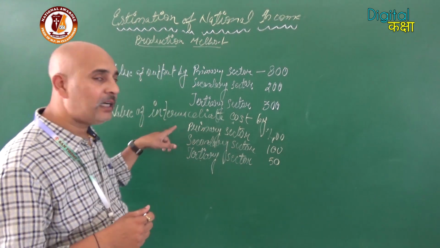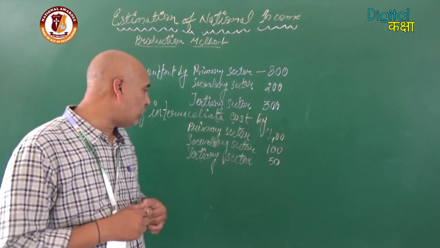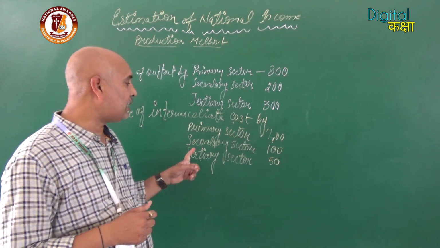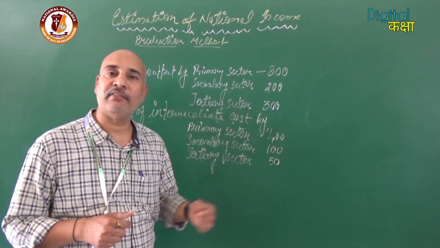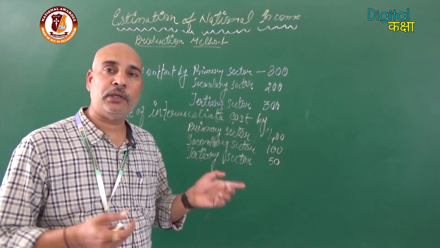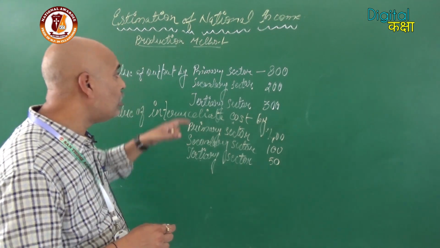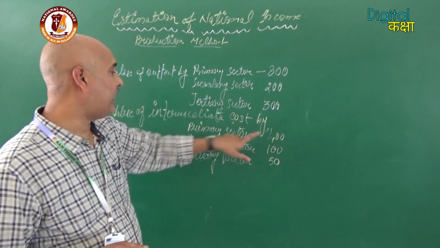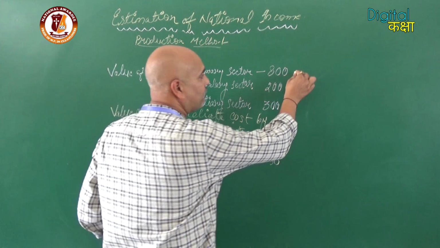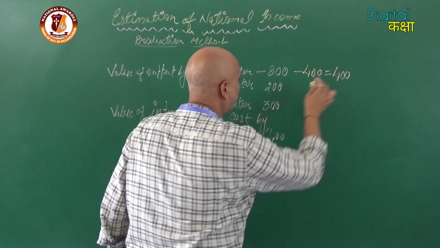So the intermediate consumption of all three sectors is given here. The intermediate consumption of primary sector is given 400. The intermediate consumption of secondary sector is 100 and tertiary sector is given 50. Now we will find out the gross value added. Value of output minus intermediate cost of every sector. Now 800 minus 400, intermediate cost of primary sector is given 400. So it will be subtracted. Now after subtracting it, we will get 400 rupees.